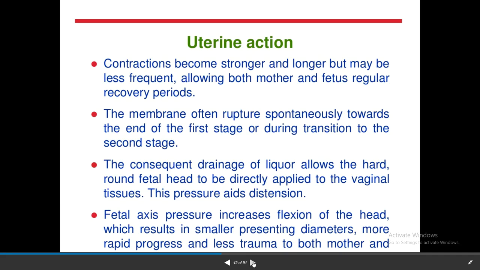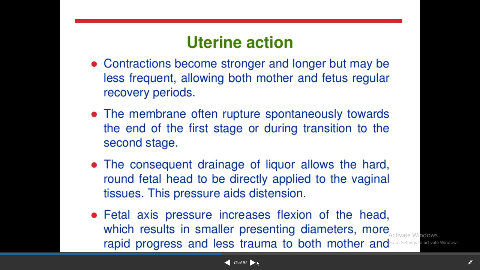Uterine action: contractions become stronger and longer, but may be less frequent, allowing both mother and fetus regular recovery periods. In between contractions, there is a period of relaxation, and then we ask the mother to take a deep breath.